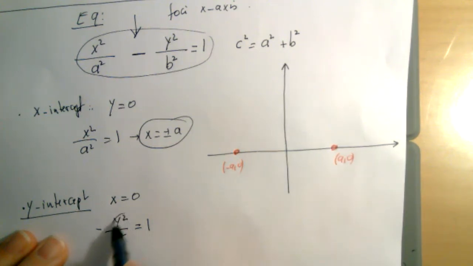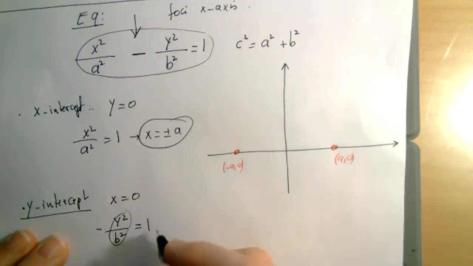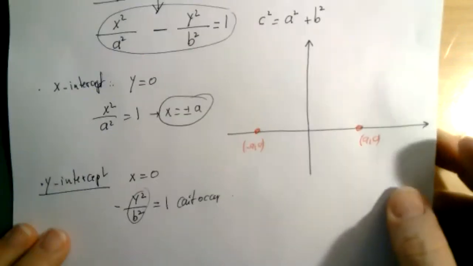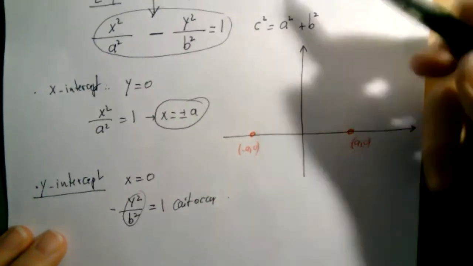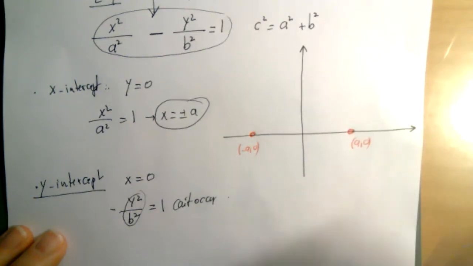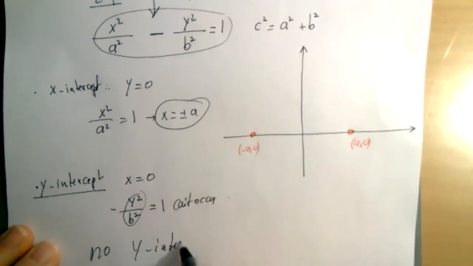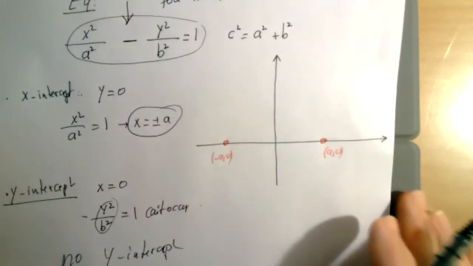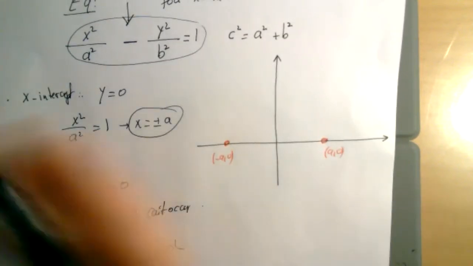Watch. This term is positive. I'm telling you minus this equals 1. This cannot happen, it can't occur. What does it mean it can't occur? It means there is no y-intercept. It means the graph does not intersect the y-axis. So there is no y-intercept.